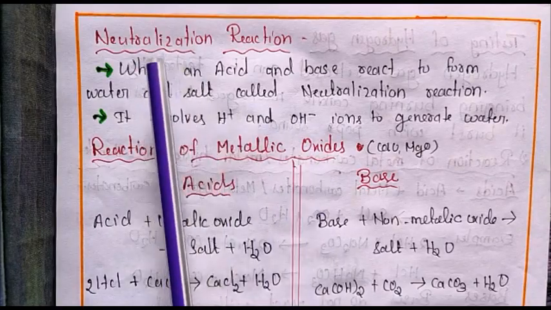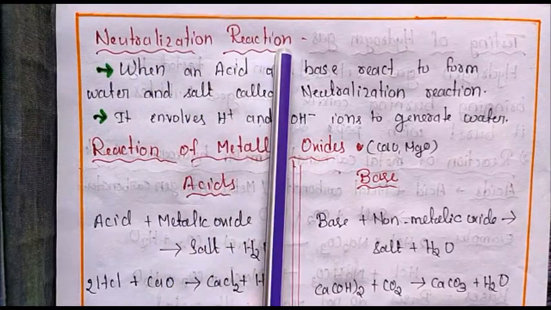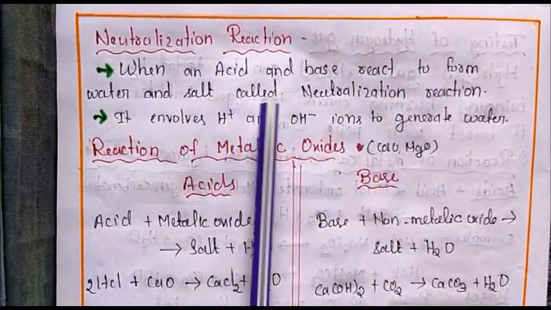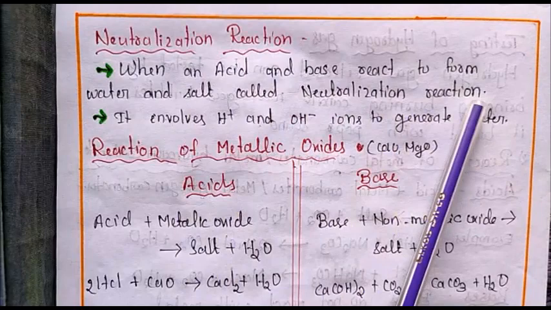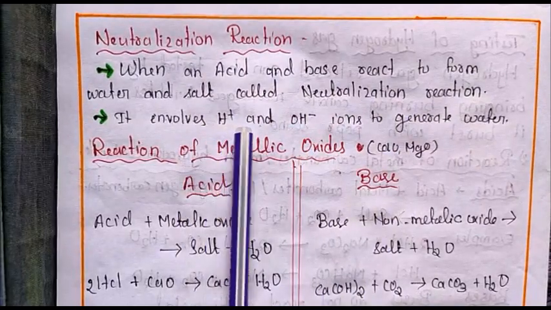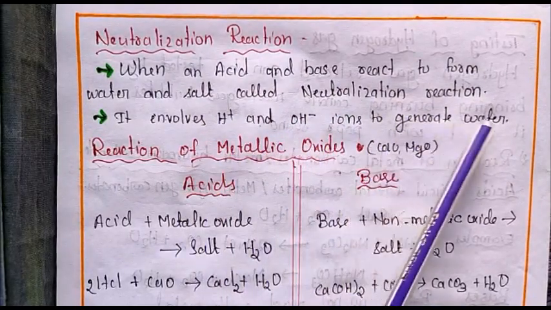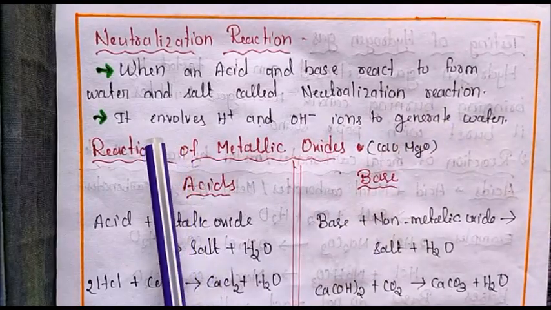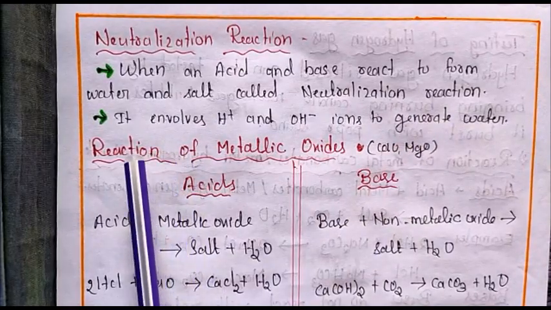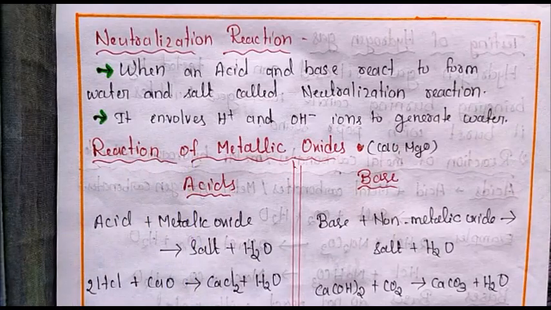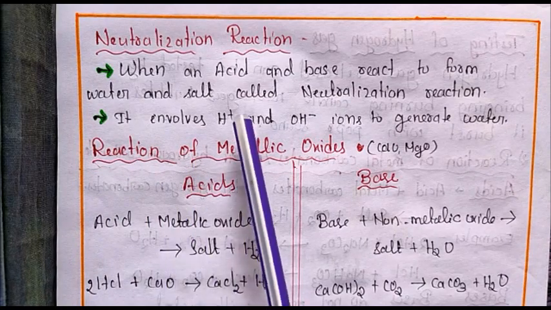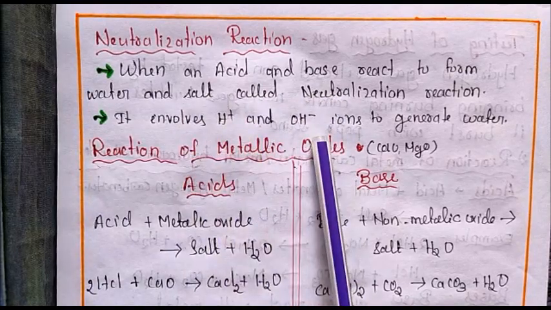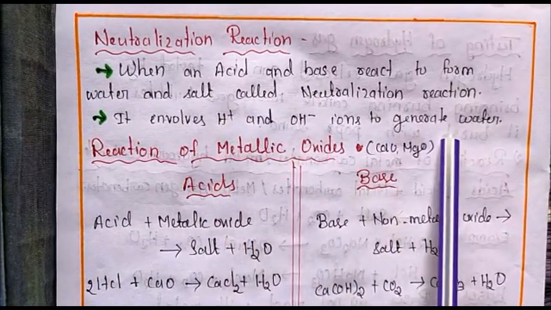This is also called neutralization reaction. That is, when an acid and base react to form water and salt, it is called a neutralization reaction. It involves H+ and OH- ions to generate water. In the previous example, we saw that when an acid and base react with each other, it produces salt, and the H+ ion from the acid and OH- ion from the base react with each other and produce water.